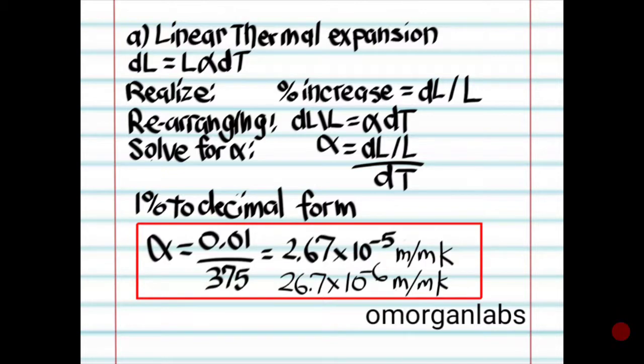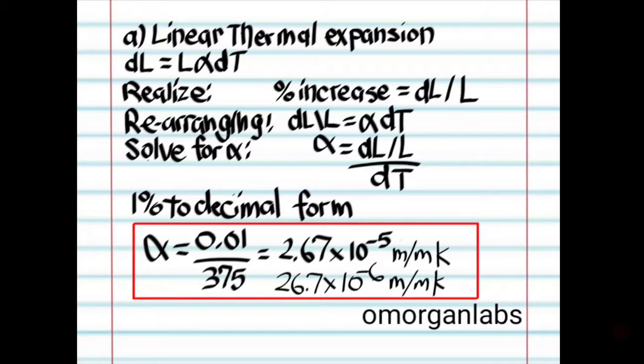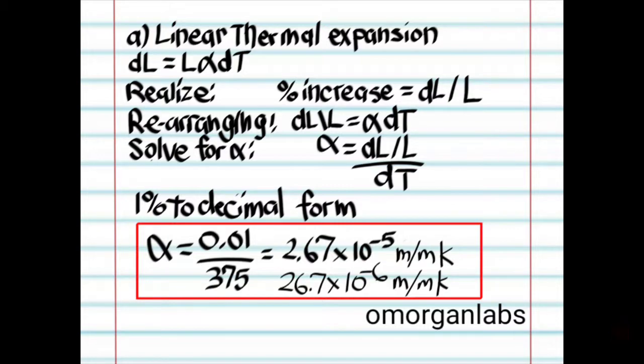First, we use the linear expansion equation: delta L equals L alpha delta T. You realize percent increase is just dL over L. You rearrange your equation to be dL over L equals alpha delta T. Solve for alpha. You have alpha equals dL over L over delta T. Change 1% to decimal form, and you have alpha equals 2.67 times 10 to the minus 5 meter per meter K.